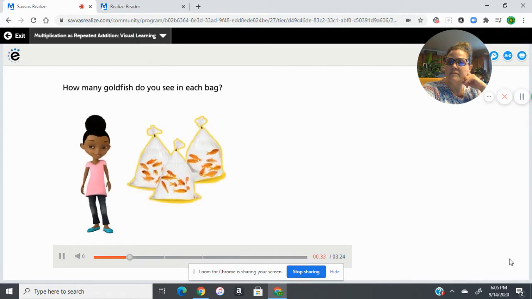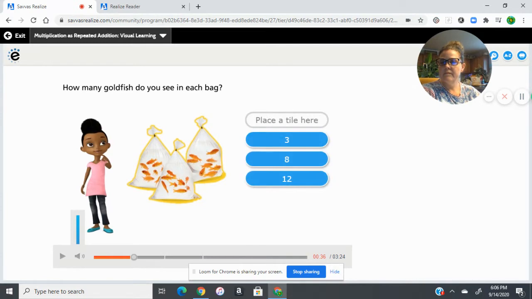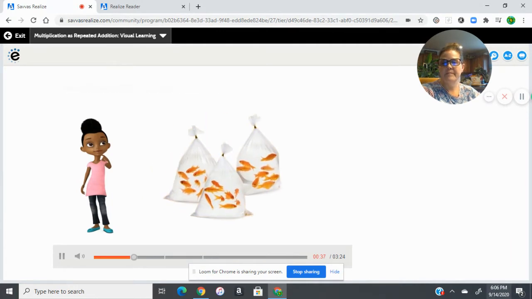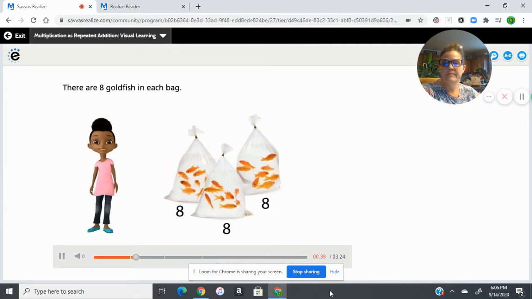How many goldfish do you see in each bag? Okay. Select your answer. Let's look at the goldfish. 1, 2, 3, 4, 5, 6, 7, 8 in that bag. 1, 2, 3, 4, 5, 6, 7, 8 in this bag. So I'm guessing it's going to be 8 here. 1, 2, 3, 4, 5, 6, 7. You can just see it, 8. So we're going to take 8 and place them up here. There are 8 goldfish in each bag.